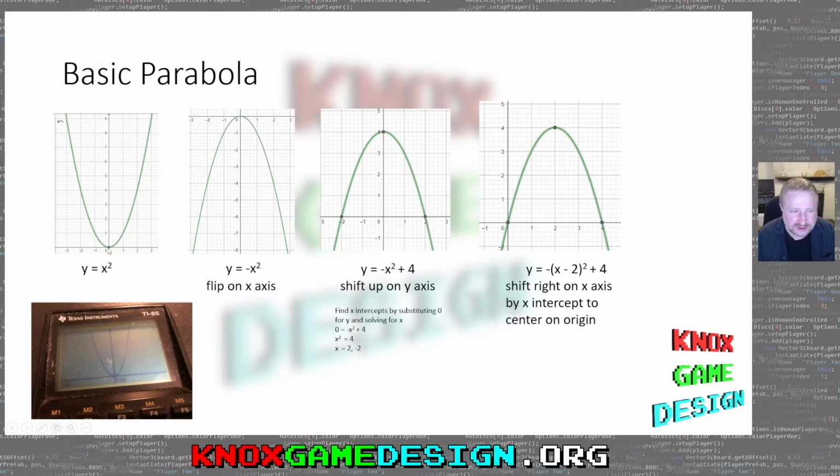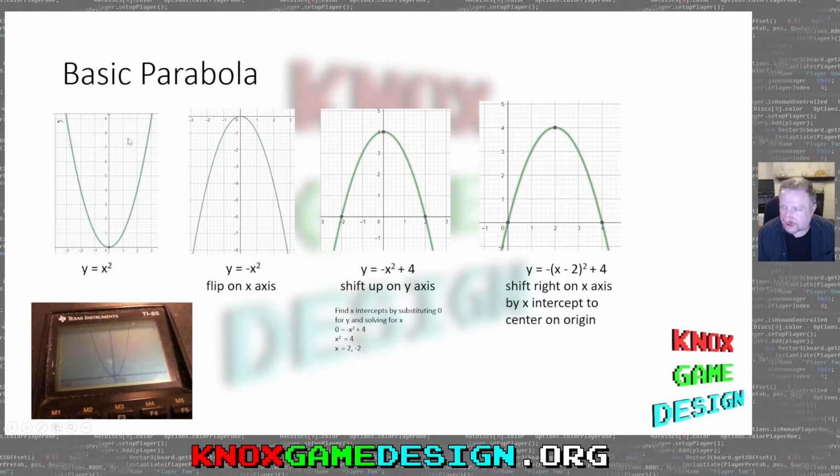So basically the horizontal axis is your x-axis and your vertical axis is your y-axis. So 1 squared is 1, negative 1 squared is 1, 2 squared is 4, negative 2 squared is 4, 3 squared is 9, negative 3 squared is 9. So that's how you get that y equals x squared right there.